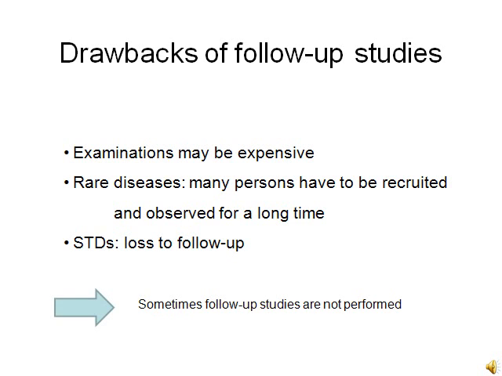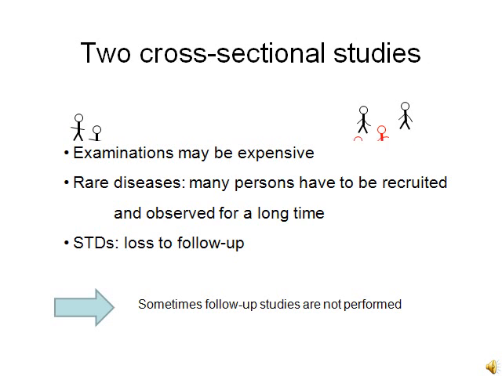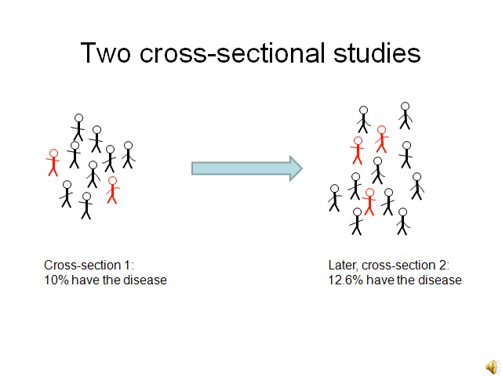Those practical difficulties lead to situations when surveys are not performed, especially in the developing countries. Compared to costly follow-up studies, cross-sectional studies are available more often. In a cross-section, the proportion of persons in a population who have the disease is estimated. This proportion is called the prevalence.